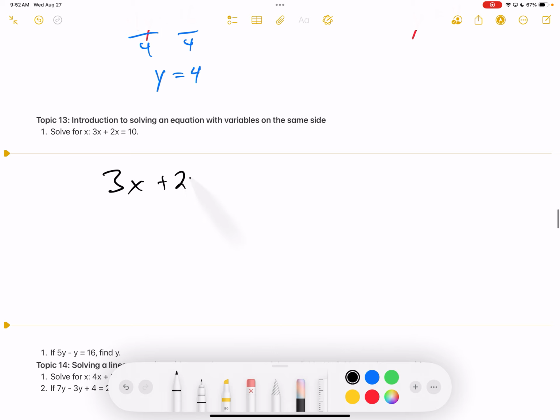All right, so just like previously, if there is something you can do on the left side or the right side, you do that first before you start moving stuff. So on this one, I can combine like terms first. 3x plus 2x is 5x, and then divide both sides by 5. So x equals 2.